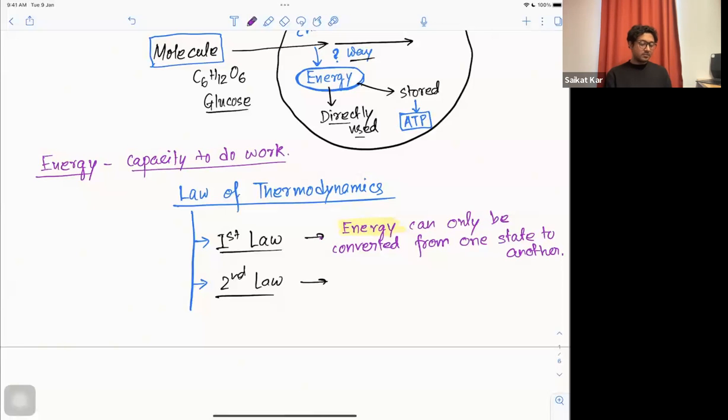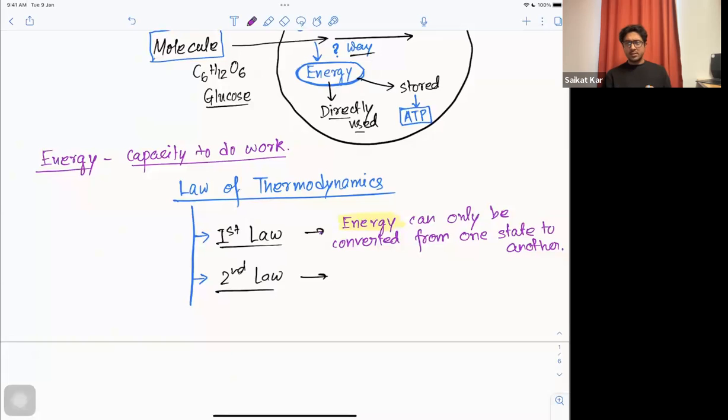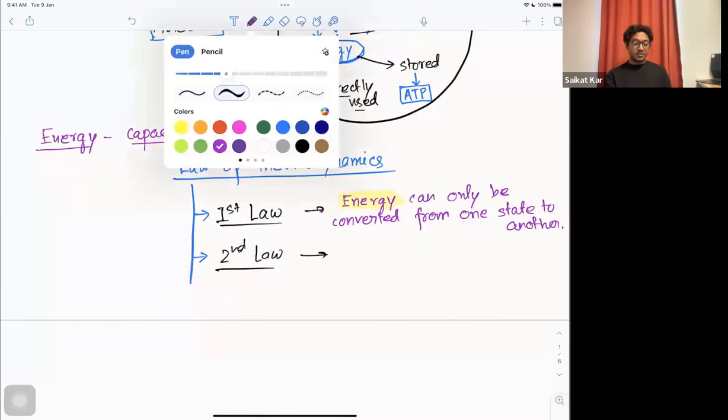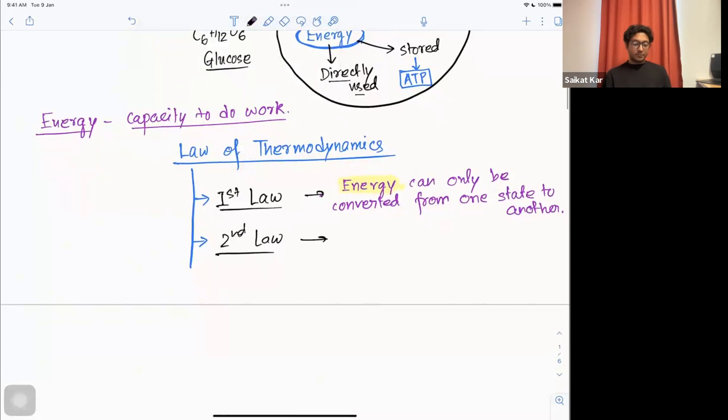Energy is defined by the capacity to do work. Now, in the case of molecules, we'll see the definition of energy changes to chemical energy. In the case of chemical energy, the amount of energy that can be used to do work is called free energy. So I'll come to that. First, we have seen that energy is basically the capacity to do work.